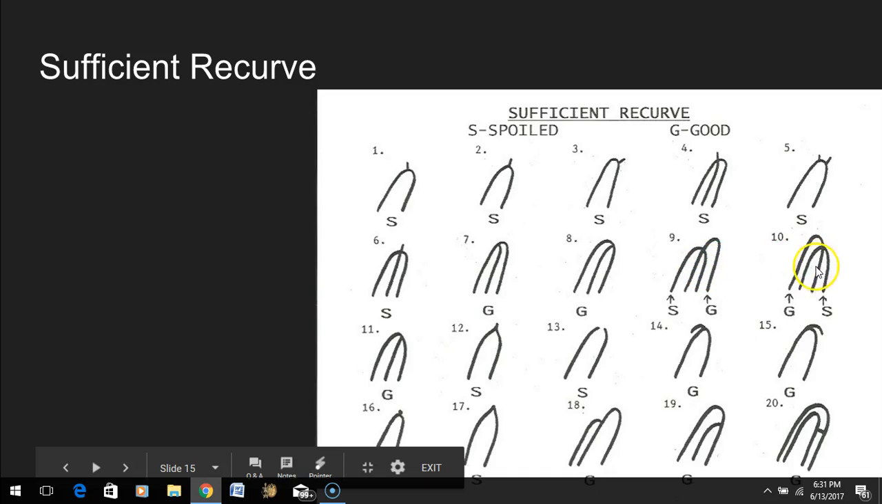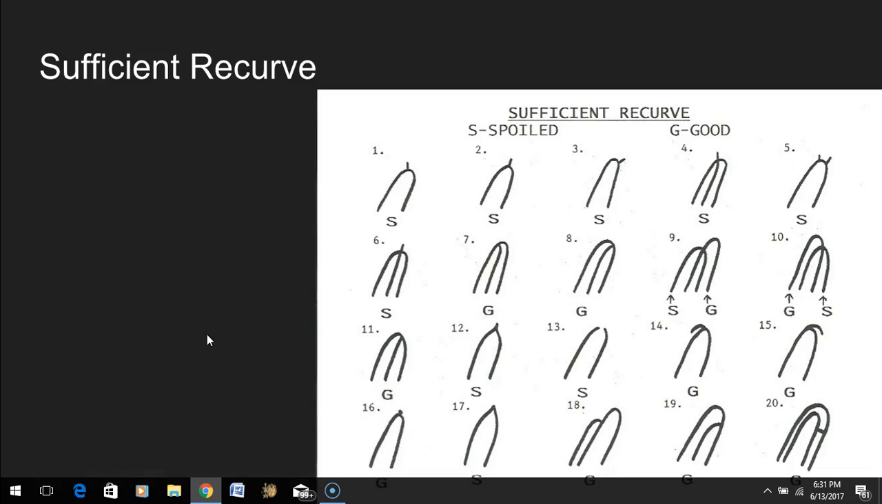The same thing happens here with number 10. This recurve is spoiled, but this recurve is actually still good. All right, so you can see number 16, 17 is spoiled, 18 we have a good one, 19 we have a good one, 20 we have a good one. Number 16 is actually a good one because this is not an appendage. This is actually a dot that sits just above the recurve. So this is still good. That's not actually an appendage. It's a dot that sits above.